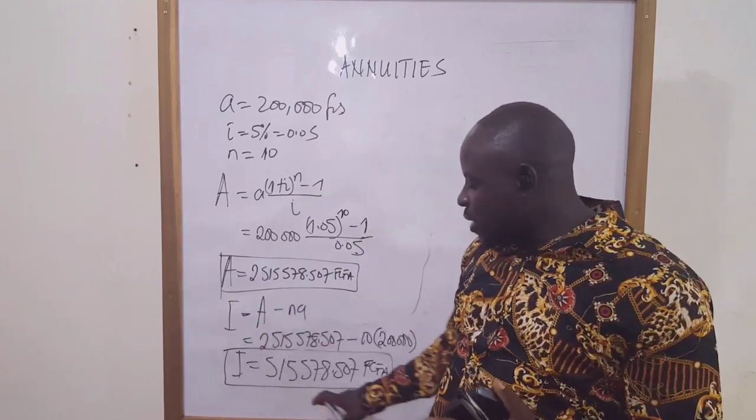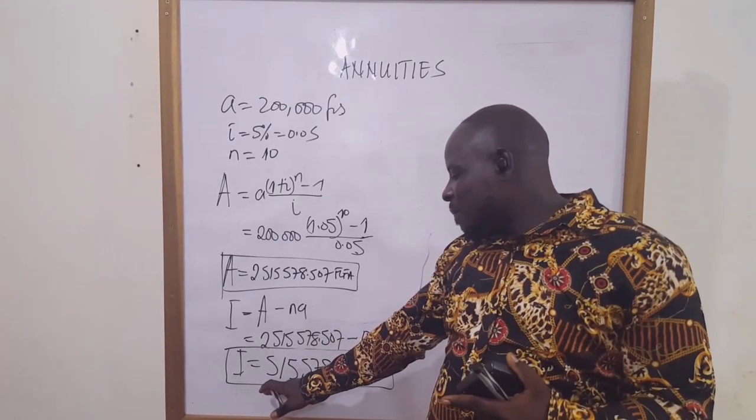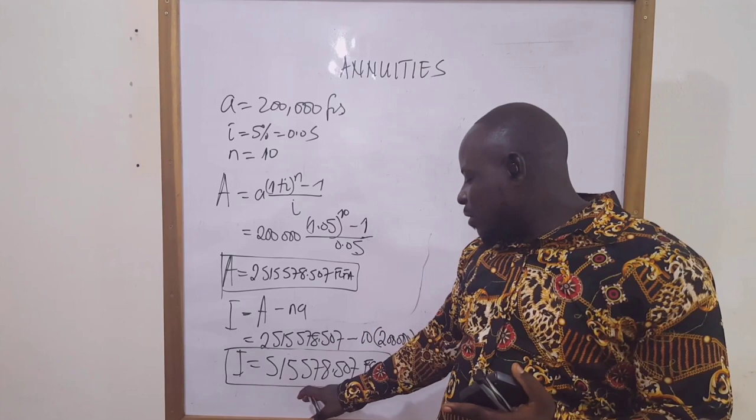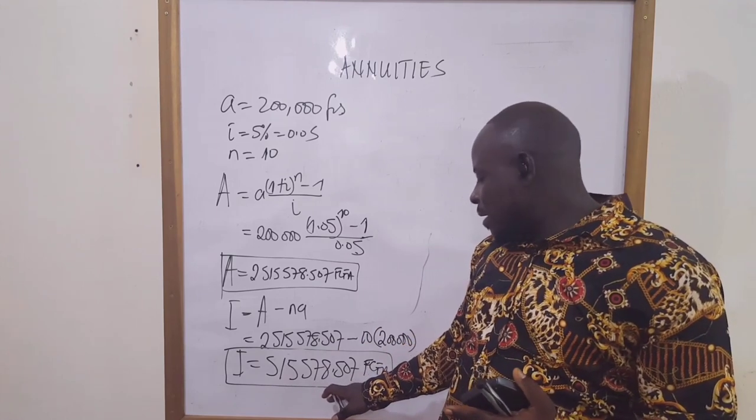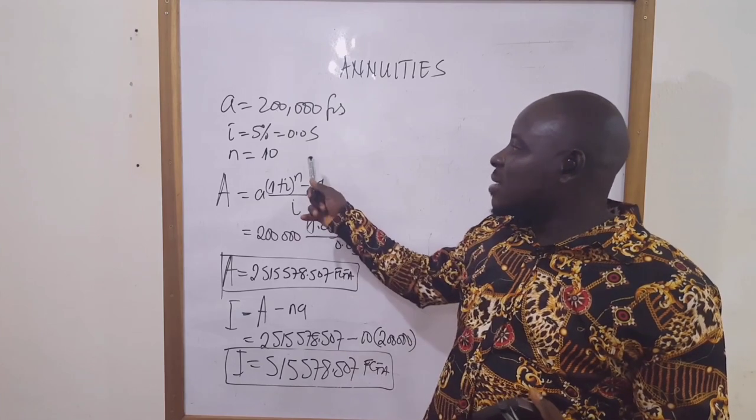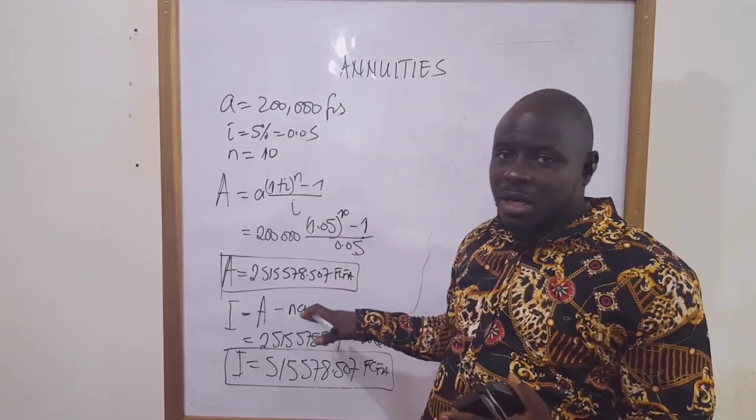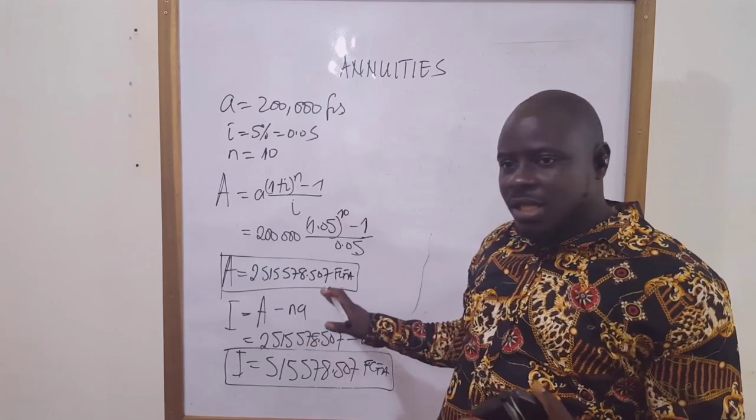Now, if you look at this person, he's already having a total interest of how much? 515,578.507, right? How many years? 10 years of deposit. How much did he actually deposit? That's 2 million. So this is it.